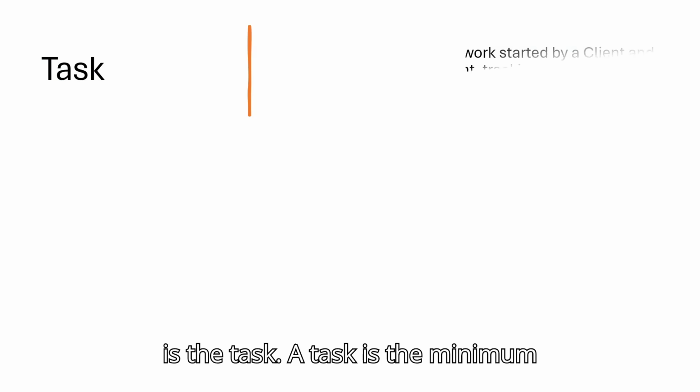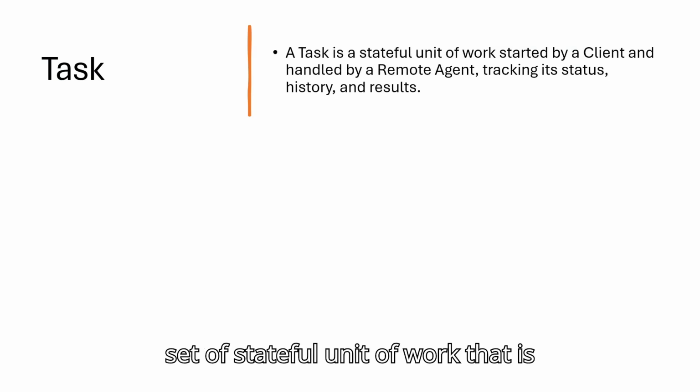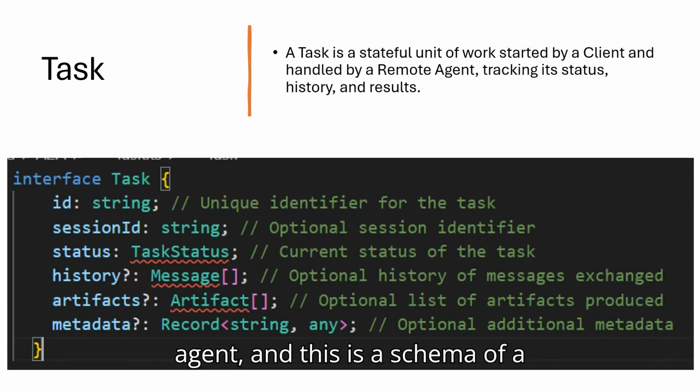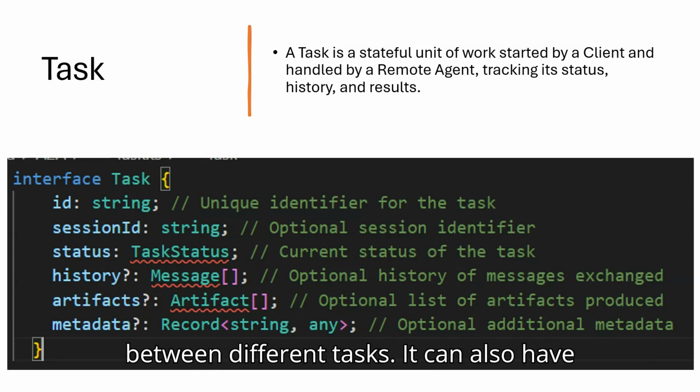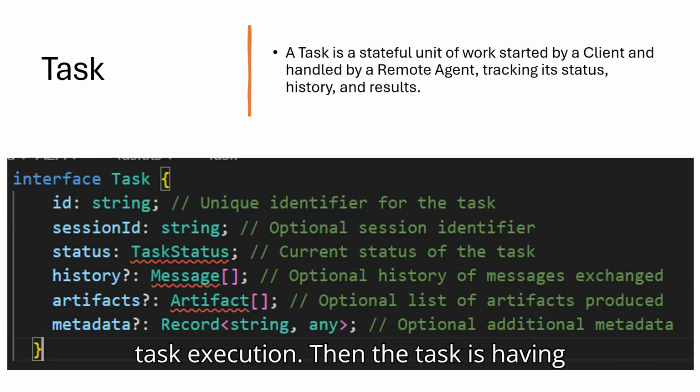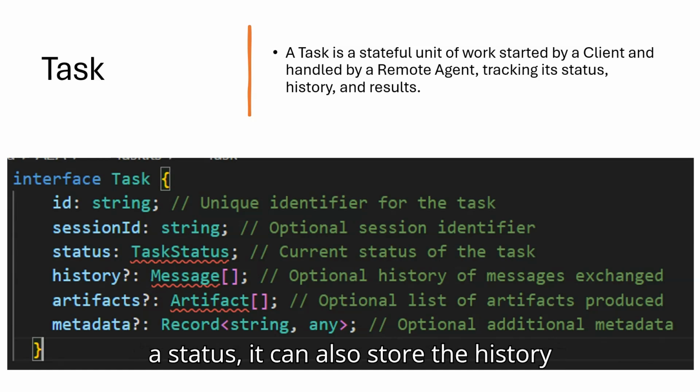The first one is the task. A task is the minimum stateful unit of work that is sent to a remote agent by the client agent. And this is the schema of a task object in the coding practice. It always has a unique identifier to differentiate between different tasks. It can also have a session ID. If there are multiple tasks for a particular big task, then we can keep them using a session so that it will be a continuation of the task execution. Then the task has a status. It can also store the history of messages in between. It can also store the artifact and the metadata.